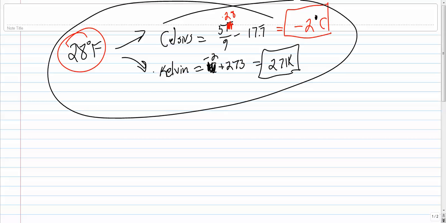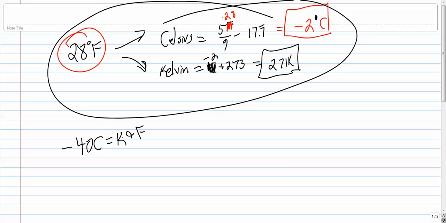Because I wanted to go 15 minutes or less, I've got a few minutes left. So let's say that we've got a really, really cold day. Let's say that it's negative 40 Celsius, and I want to know what that is in Kelvin and Fahrenheit. So let me see how quickly I can do this.